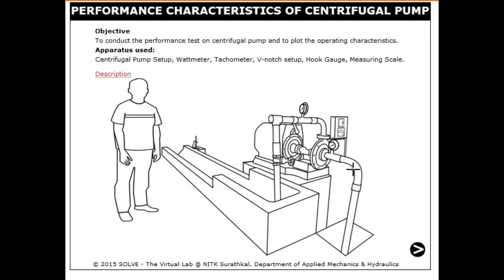Let's start the performance characteristics virtual experiment of centrifugal pump. The objective is to conduct the performance test on centrifugal pump and to plot the operating characteristics. This we have already discussed in the previous session. The apparatus used are the centrifugal pump and its setup.